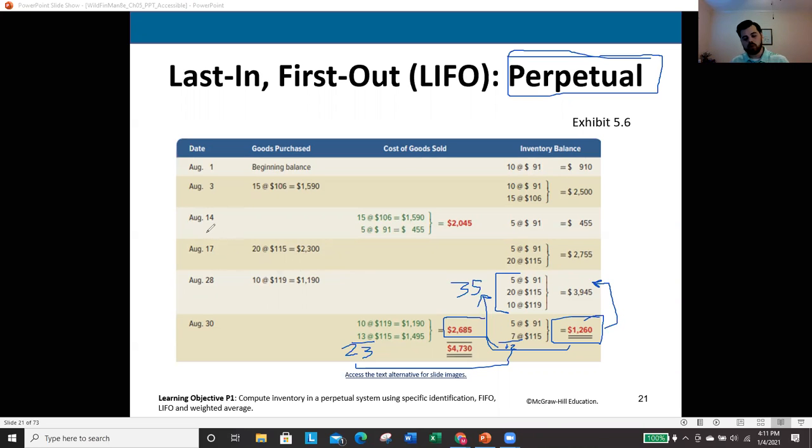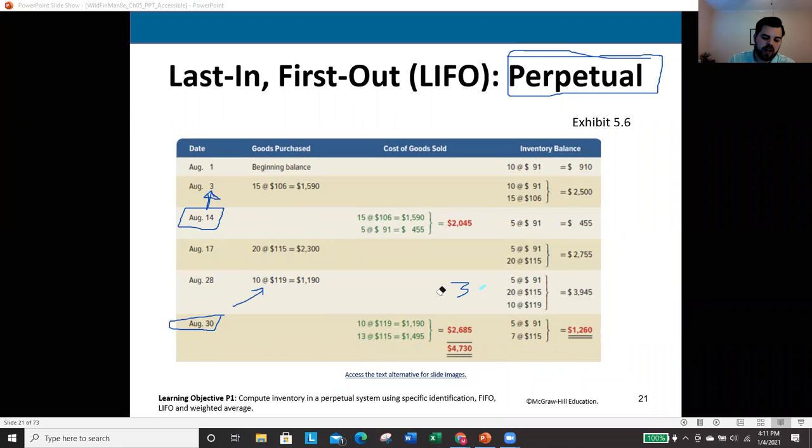But under perpetual, we realize dates do matter, which means on August the 14th, the last inventory that is in at that point in time is from our purchase on August the 3rd. And on our sale on August the 30th, the last units that were in at that time were these from August 28th. So that is why dates matter so much under a perpetual system with LIFO.